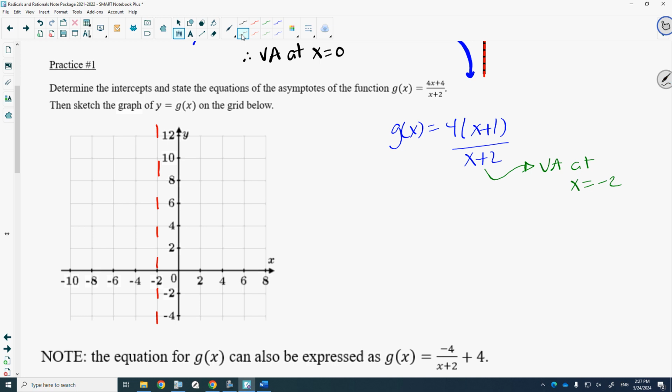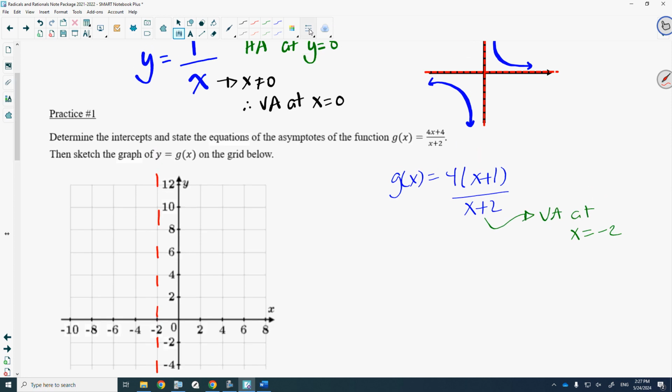Okay, now I'm going to look for my horizontal asymptote. So let's look at the degree of the numerator and the degree of the denominator. The degree of the numerator is 1, the degree of the denominator is 1. So there's going to be a horizontal asymptote at y is equal to a over b. A is the lead coefficient of the numerator, b is the lead coefficient of the denominator, which will give us a horizontal asymptote at y is equal to 4. Okay, the remaining factor in the numerator, remember, gives us our x-intercept. So the x-intercept of this graph is going to be at -1.